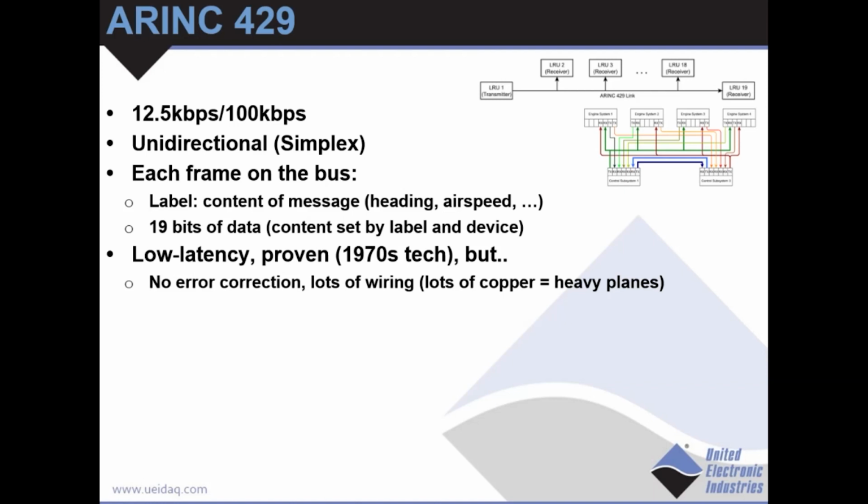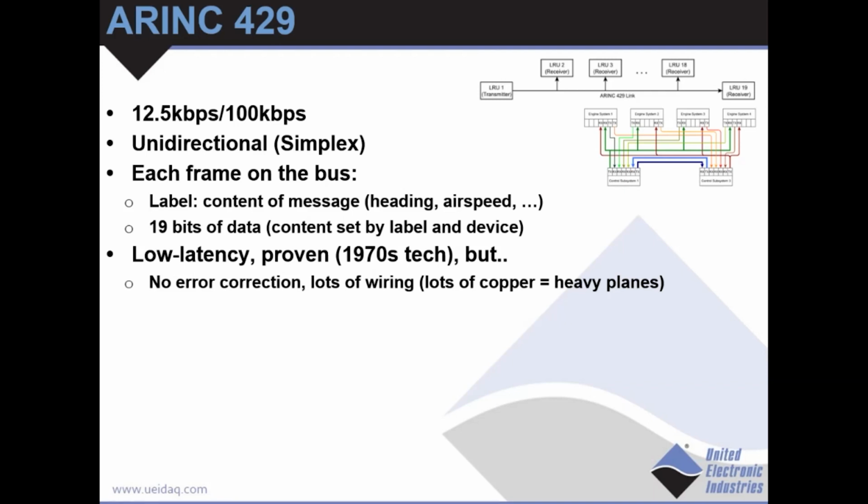I'll be saying this a lot in this presentation, but the content of the message is really determined by looking at the label. The label is going to help us identify what this data is representing. It could be heading, it could be airspeed, or other information. And then for the data, we'll have 19 bits. All those bits could be used, but we'll take a deeper look into the ARINC 429 word in the next slide.